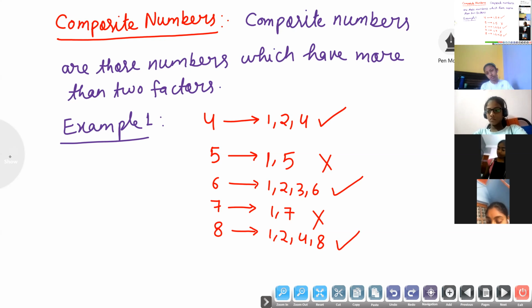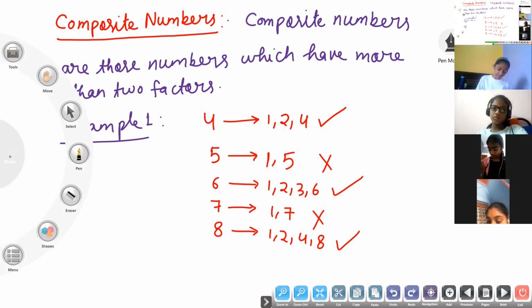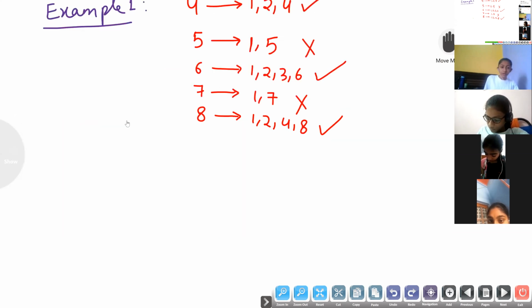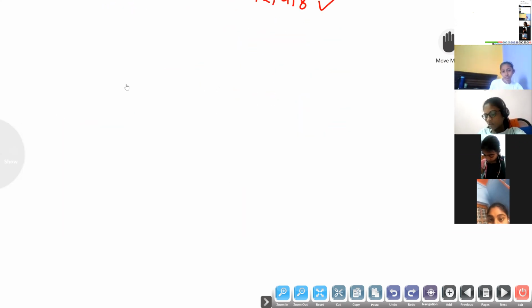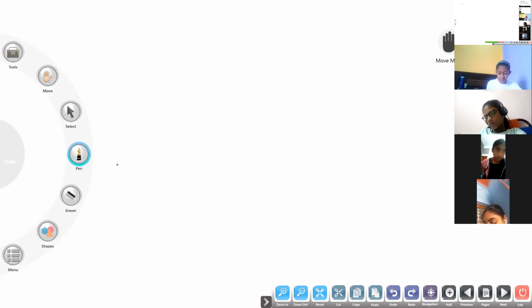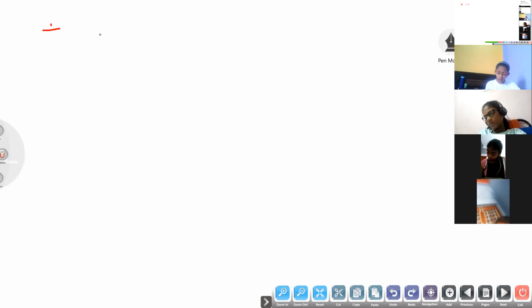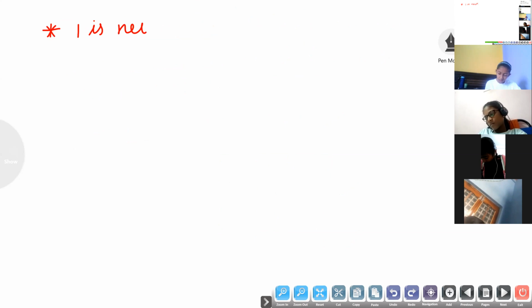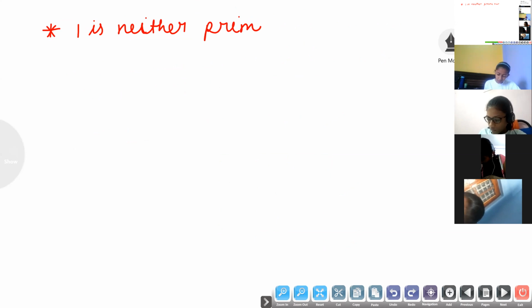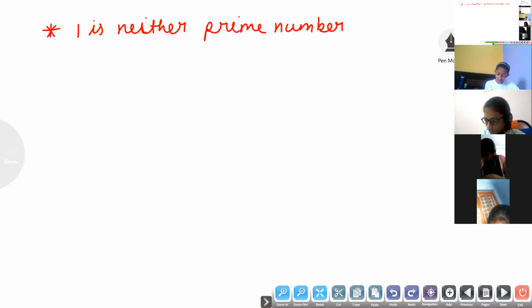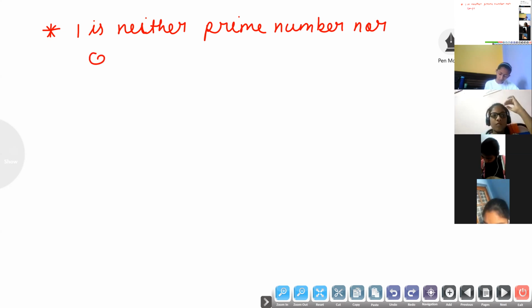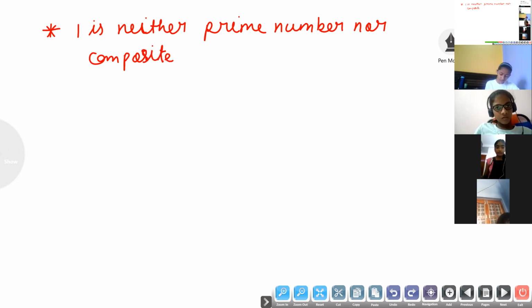First star points. 1 is neither prime number nor composite number.